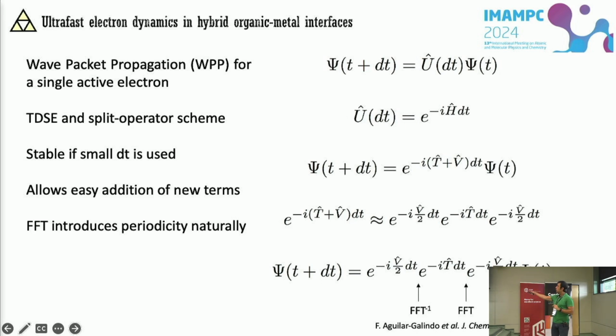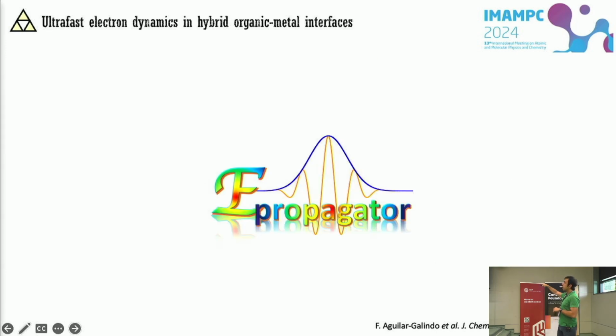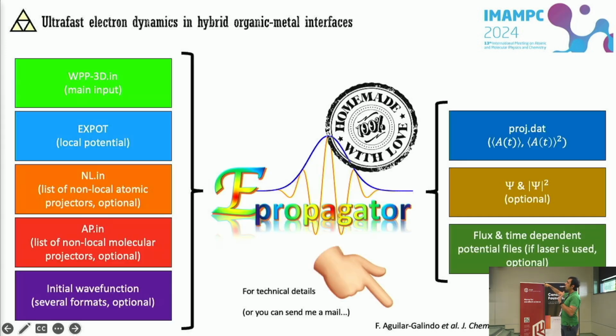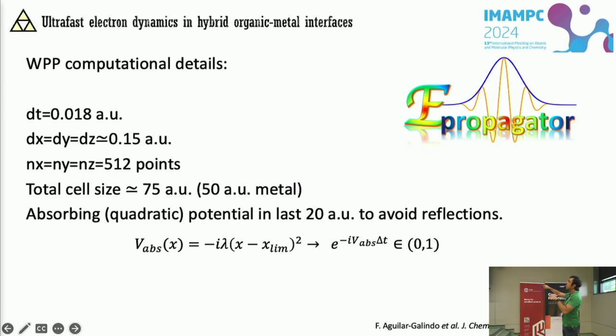So we apply potential energy in real space. We go to the reciprocal space using fast Fourier transform. Then we apply kinetic energy, and we come back to the real space in order to apply the other part. And in this way, we introduce the periodicity. Well, this is a homemade code. If you are interested, send me an email or check this reference.